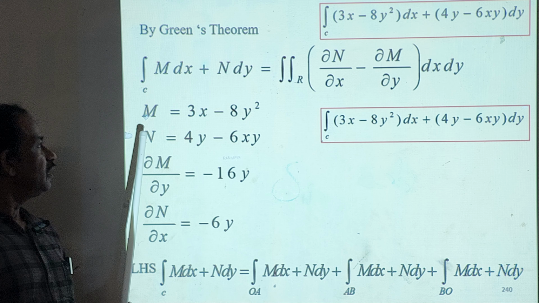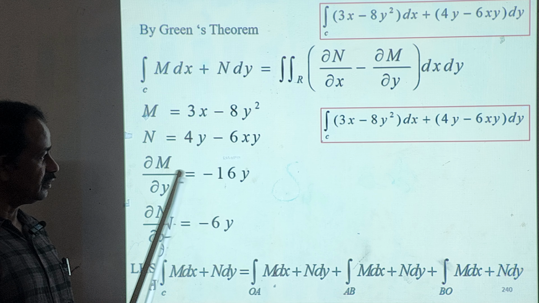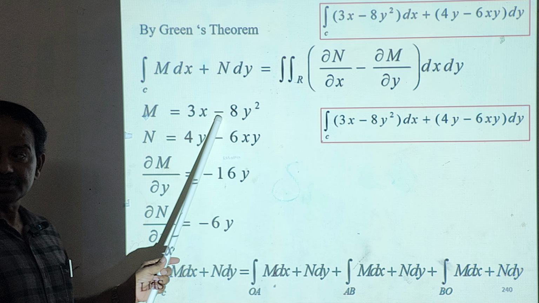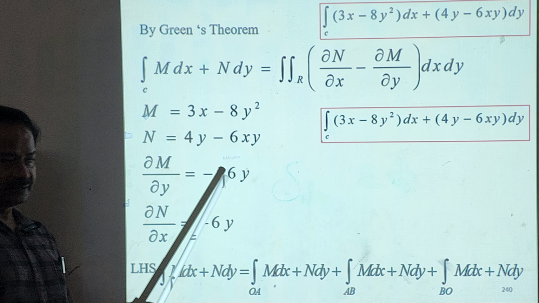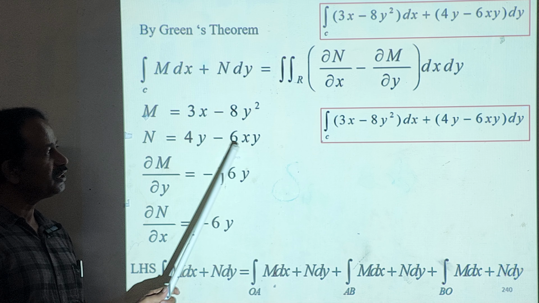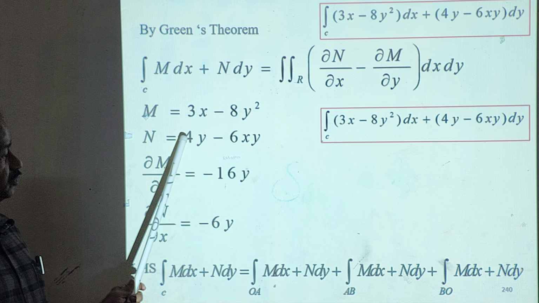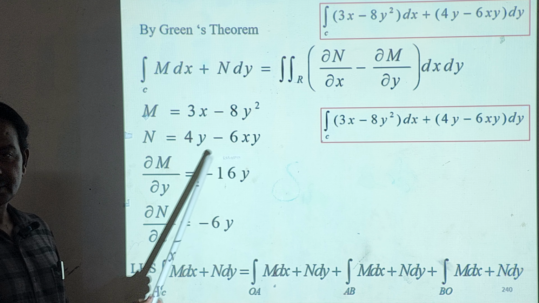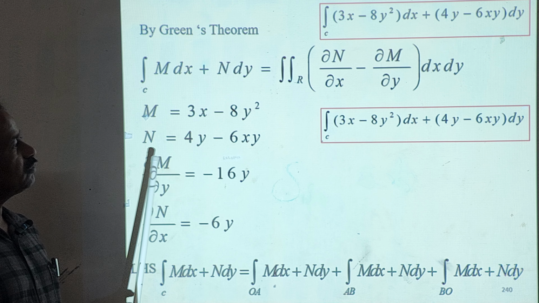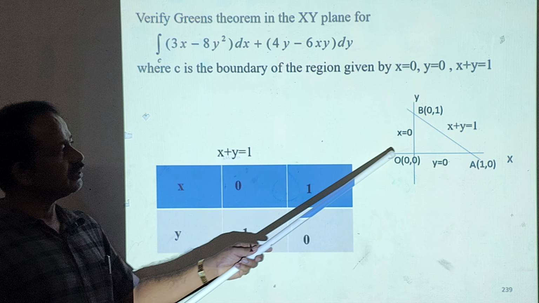Is it okay? And to differentiate M with respect to y, that will give you minus 16y, correct? So this becomes 0, this becomes minus 16y, and your dN by dx, with respect to x only, this becomes 0 and this becomes minus 6y, okay, minus 6y. Is it okay? Now we have found dM by dy and dN by dx.